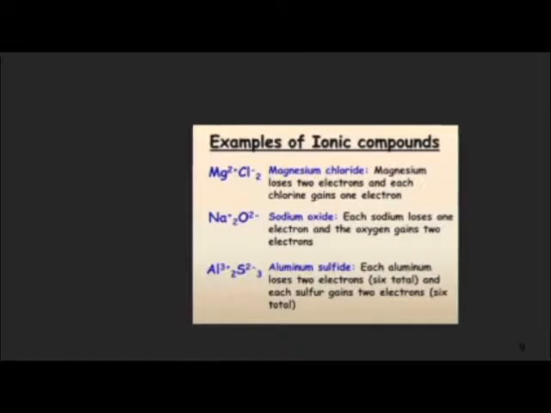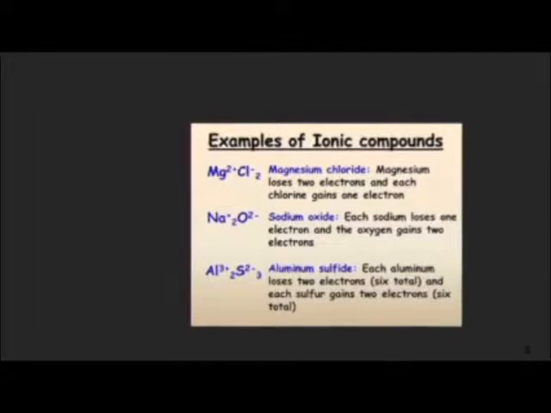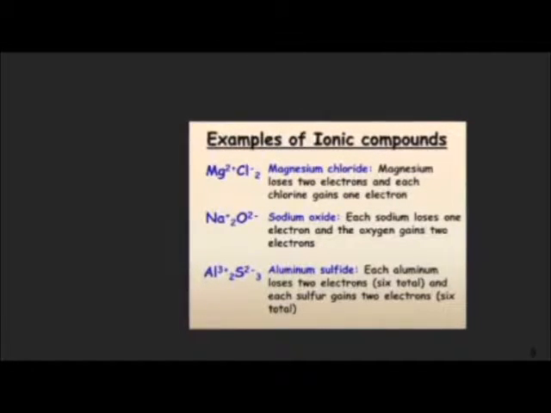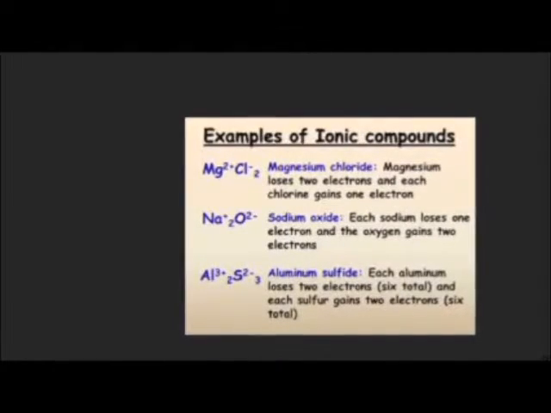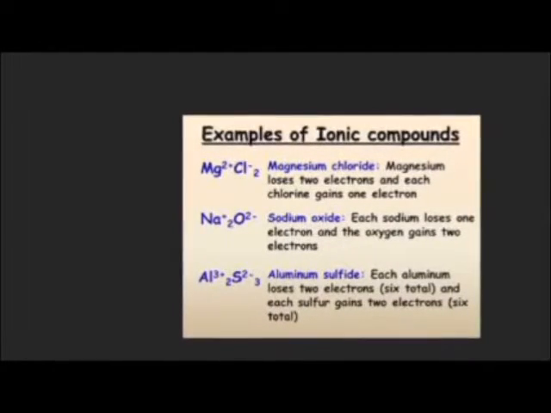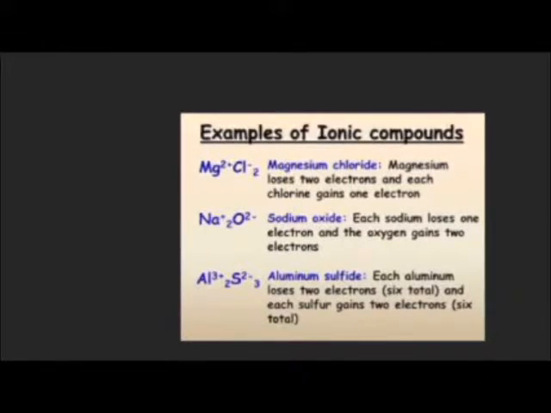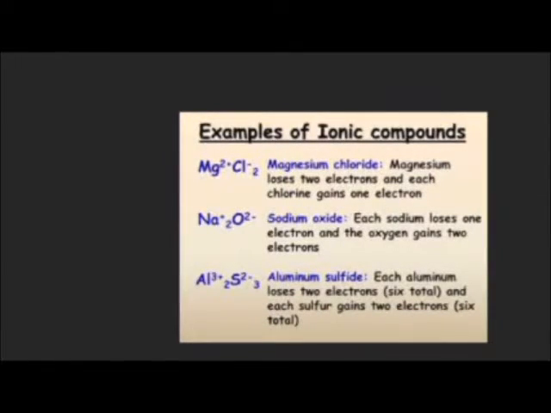Here are some examples of ionic compounds. Magnesium loses 2 electrons and each chlorine gains 1 electron. Each sodium loses 1 electron and the oxygen gains 2 electrons. Each aluminum loses 2 electrons for 6 total, and each sulfur gains 2 electrons for 6 total.